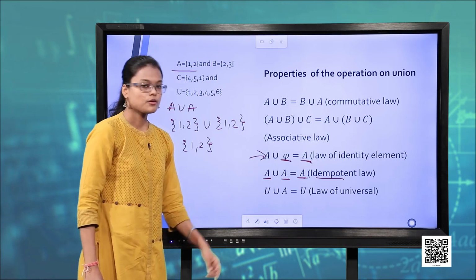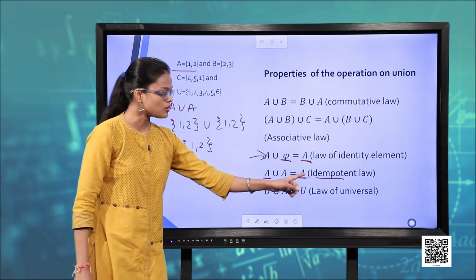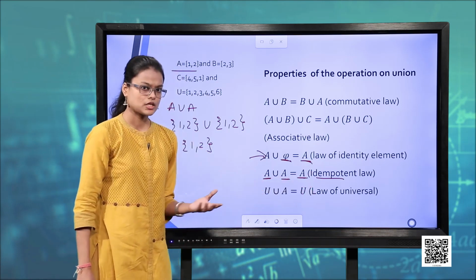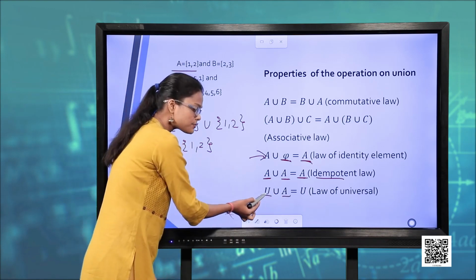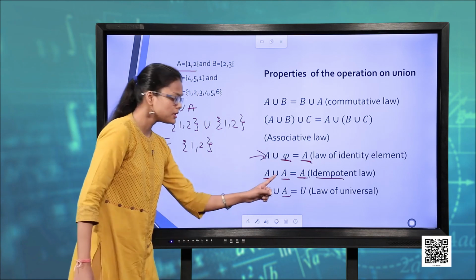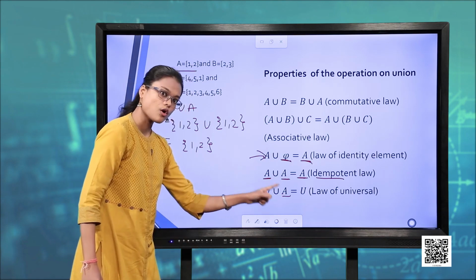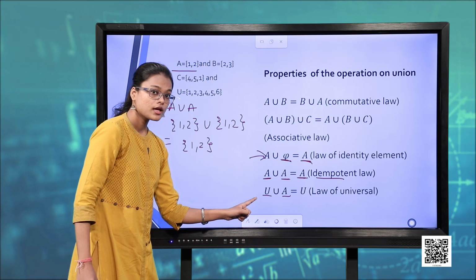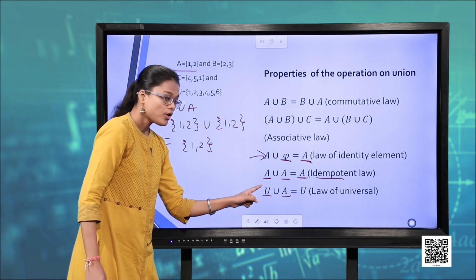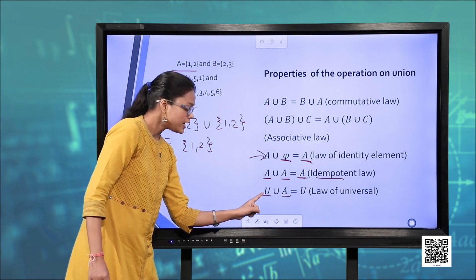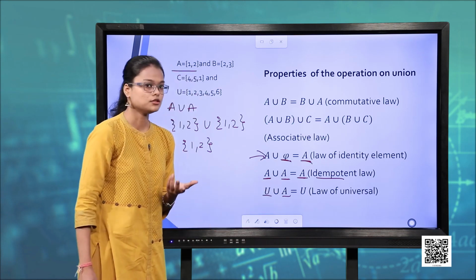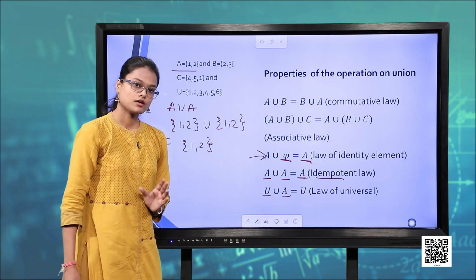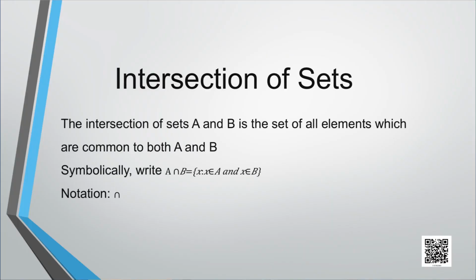Now, the last property, which is the law of universal set. Simple. U and A, and we know A is a subset of U. That means every element of A will already be in U. Okay? So if I am finding U union A, the answer will be U only.